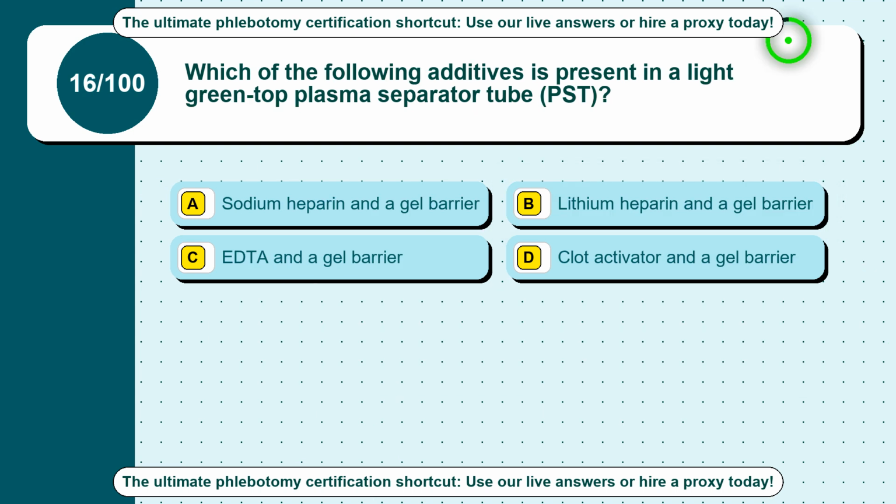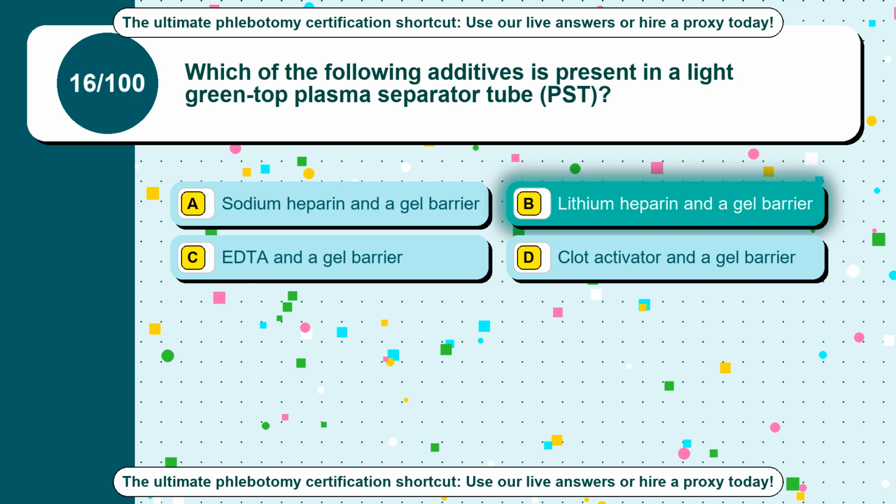Question 16. Which of the following additives is present in a light green top plasma separator tube, PST? Option A, sodium heparin and a gel barrier. Option B, lithium heparin and a gel barrier. Option C, EDTA and a gel barrier. Option D, clot activator and a gel barrier.